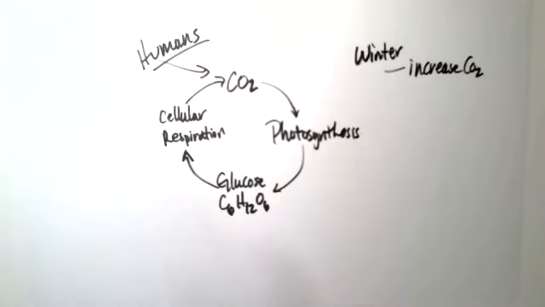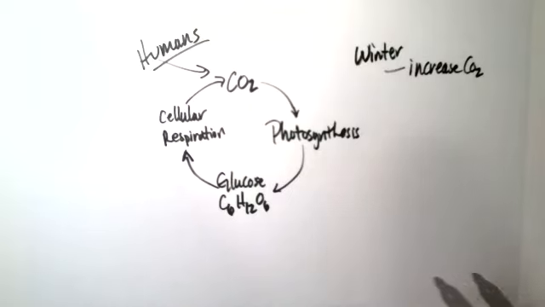Now, not all plants stop doing photosynthesis. Certainly there's a little bit of a decrease. We see shorter days as we get closer and closer to the end of December, but there's a lot of plants that don't do it, so we see a huge difference in the amount of carbon dioxide in the atmosphere compared to, say, summertime.